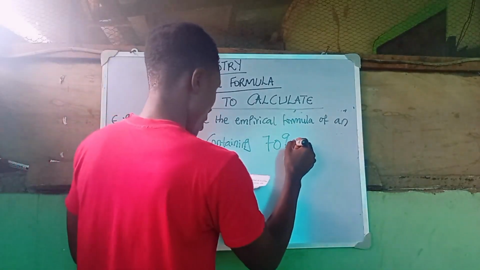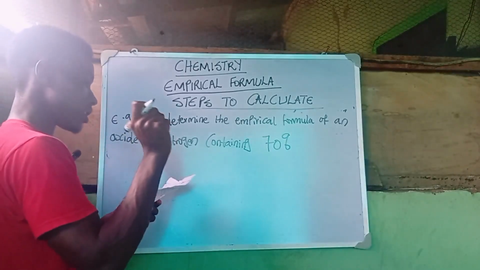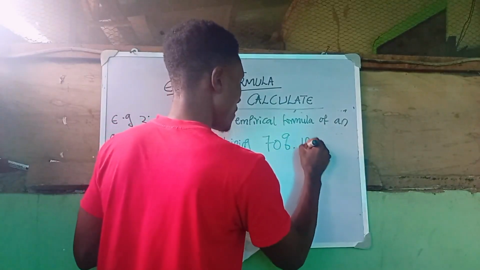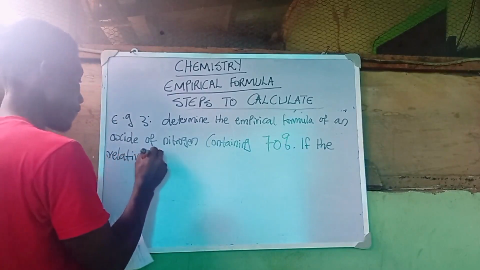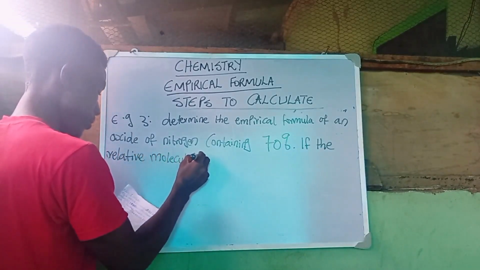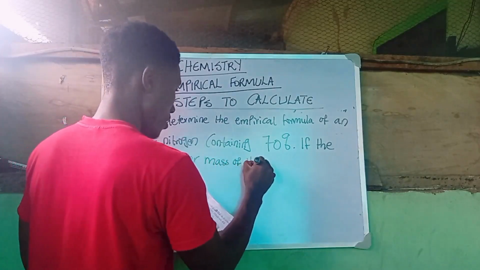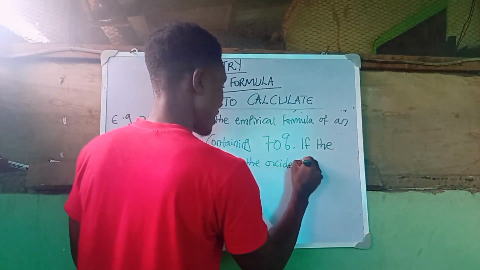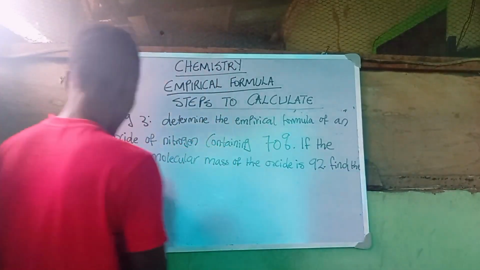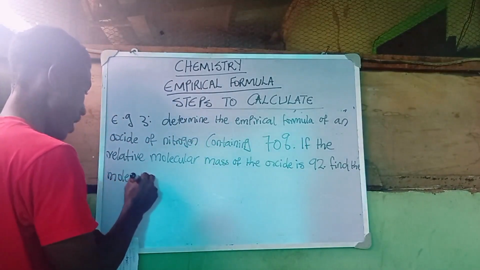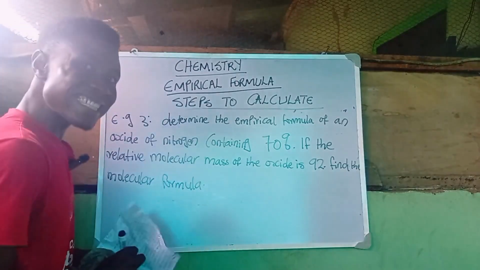Containing 70% oxygen. If the relative molecular mass of the oxide is 92, find the molecular formula. Right? So that is just how it is.